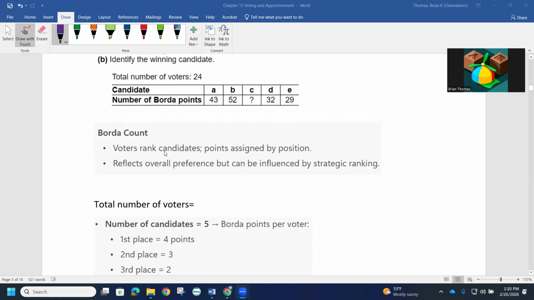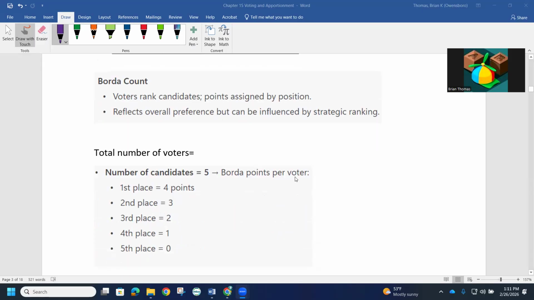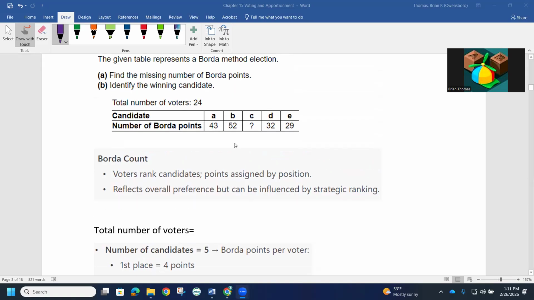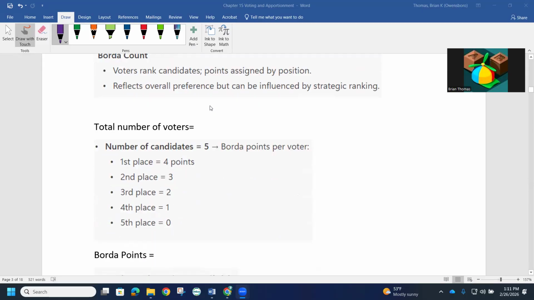So what happens with the Borda count is we rank candidates and points are assigned by position. So this is going to reflect the overall preference, but can be influenced by strategic thinking, ranking, I should say. So anyway, the number of votes, if we look up here, we see there were 24 voters, so that's going to be 24.